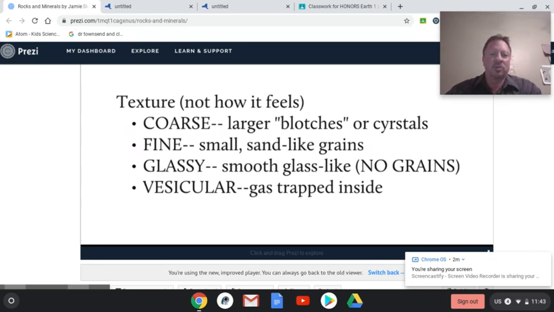If you see the small light grains, we call it fine. Okay, so fine is small crystals, coarse would be large crystals. And then you have glassy, and you have glass. Well, it literally does feel just like a piece of glass, like black glass. If anybody knows that rock, it's called obsidian. And then vesicular, where you see gas particles trapped inside.